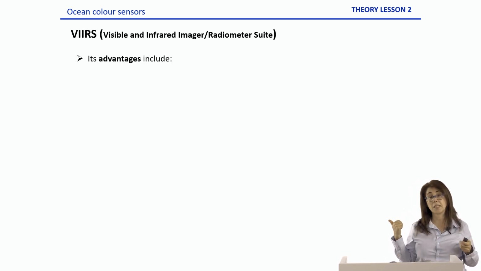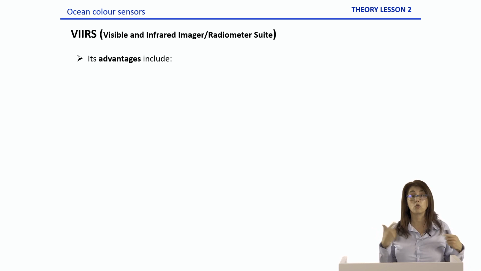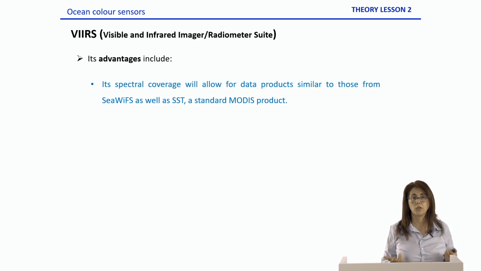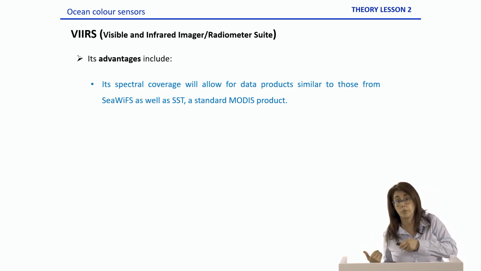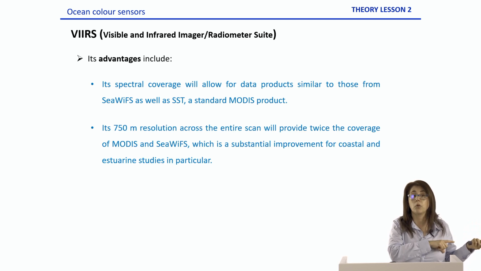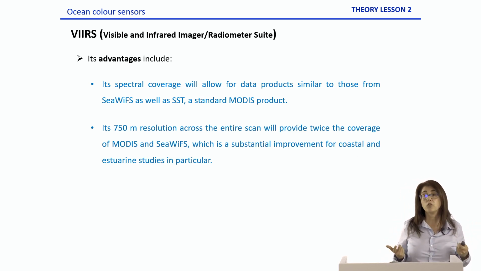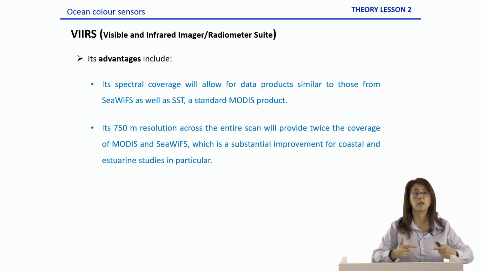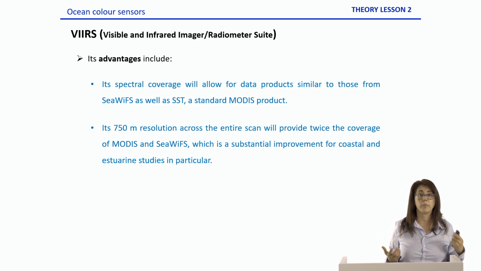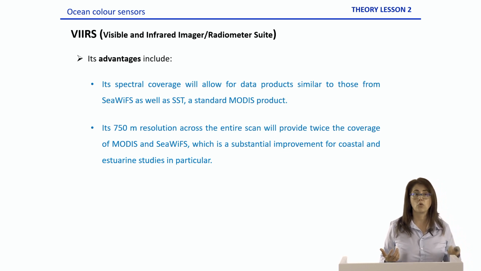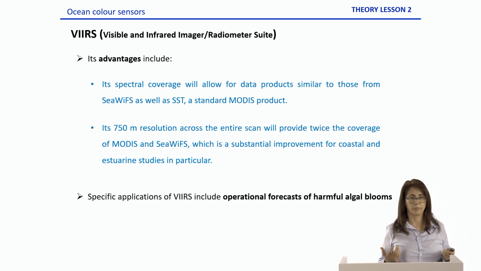If you remember, this is the satellite that I showed you before, that also works during the night, not only during the day. The advantage of this sensor is that the spectral coverage will allow for data products that are similar to those from SeaWiFS, but it also provides sea surface temperature, which is a product that we find, for example, in MODIS. The 750 meter spatial resolution across the entire scan provides twice the spatial coverage of MODIS or SeaWiFS. So again, it is an advantage, and it makes this sensor more suitable for coastal and estuarine studies in particular.